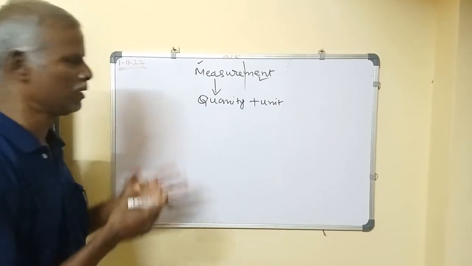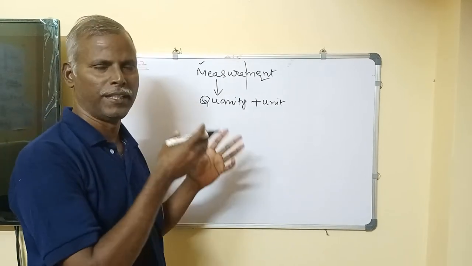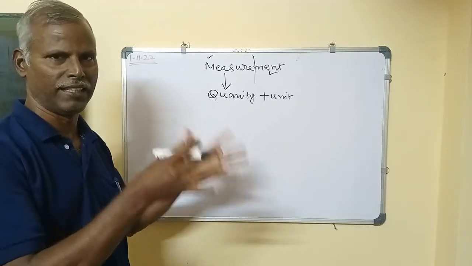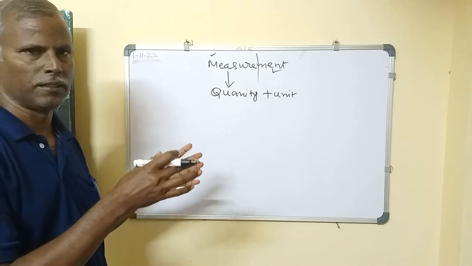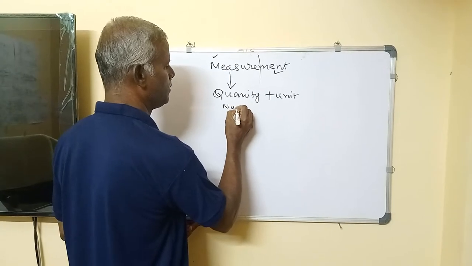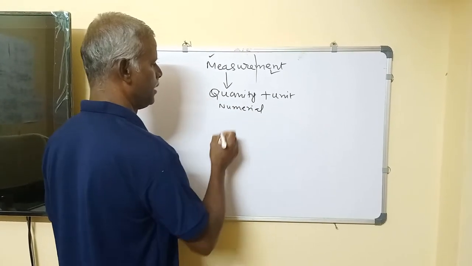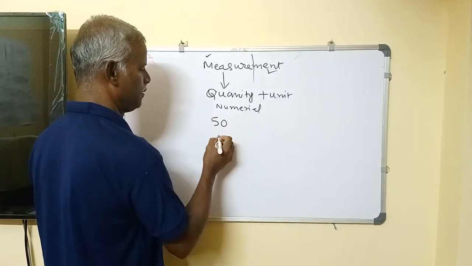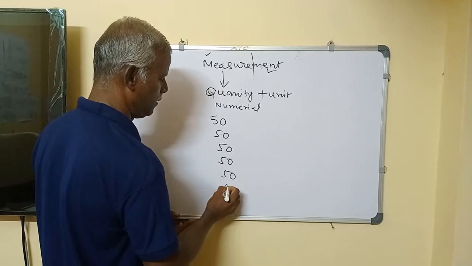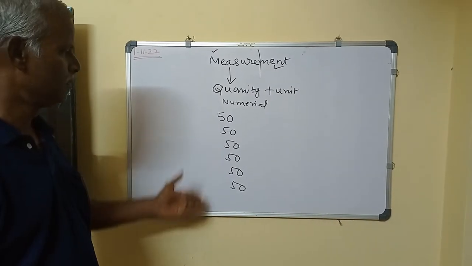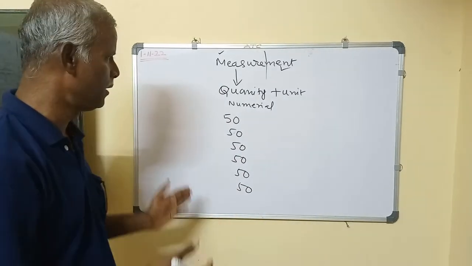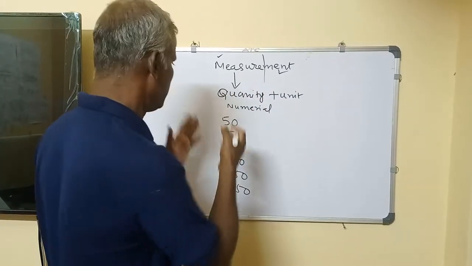Measurement is knowing the quantity of any object, process or work, its size, everything. I will give some examples. Quantity means it is numerical. For example, 50, this is 50, this is 50, this is 50. You see there is no difference. All these 50s are the same, but when you put a unit, the 50 changes.